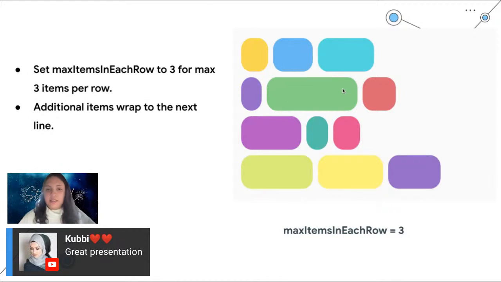So like you'll see this one is longer than these 2 ones, but it's still 1, 2, 3. This one is a bit shorter than the green, but still 1, 2, 3. And then this row looks longer than the previous 3 rows, but the main objective is that it's got 3 items in each row. So that's how it wraps according to maximum items in each row.